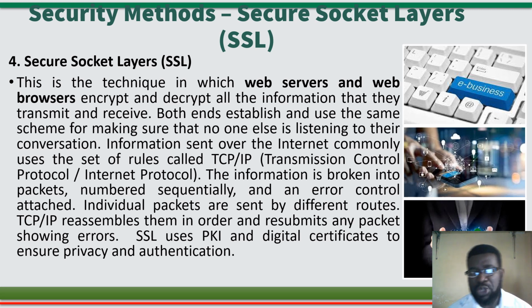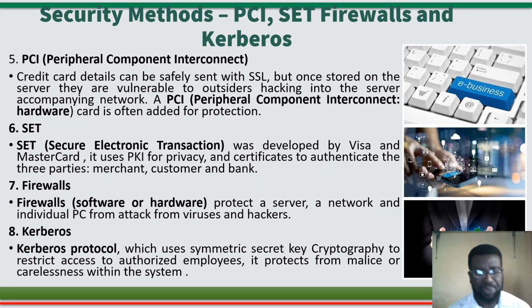The information is broken into packets, numbered sequentially, and an error control pack is attached. Individual packets are sent by different routes. The TCP/IP reassembles them in order. Remember, they are in sequence. It reassembles them in order and resubmits any packets that show errors. So the SSL, the secure socket layers, uses the PKIs and the digital signatures to ensure privacy and authentication.